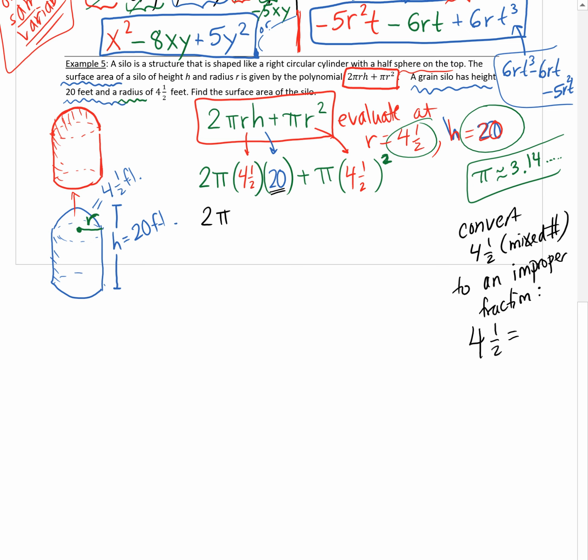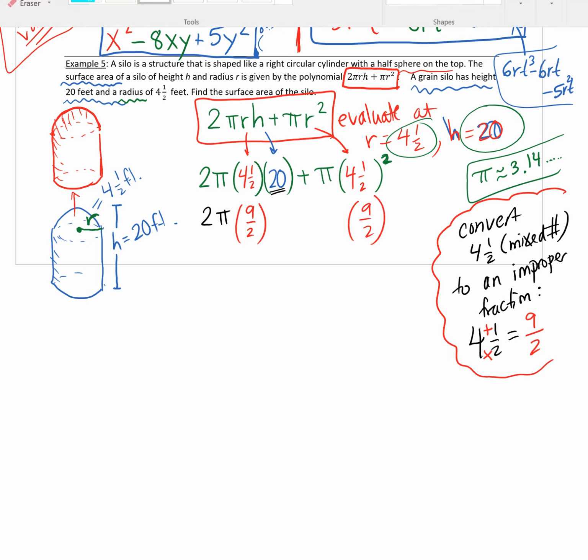4.5, okay, what you do is you multiply the 4 times the 2, so the denominator times the whole number. 4 times 2 is 8, plus 1 is 9, and you keep the denominator the same. So using 9 over 2 instead of 4.5 is going to be way easier. So in both of these places, I'm going to replace the 4.5 with 9 over 2. That's going to make these calculations way easier.